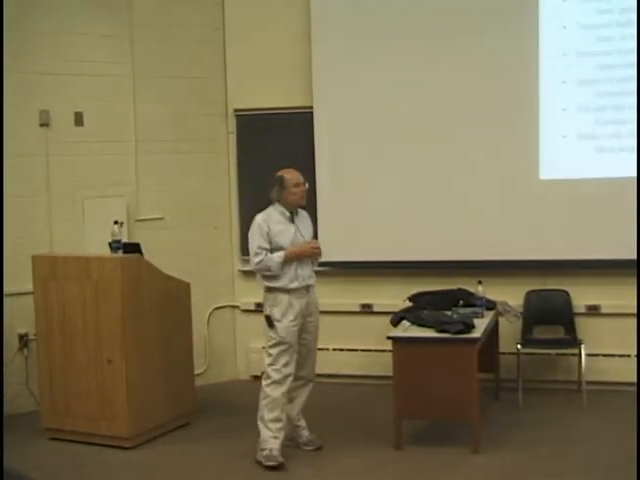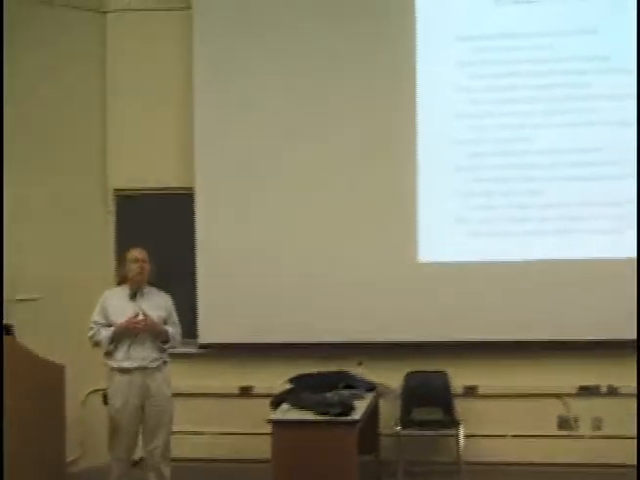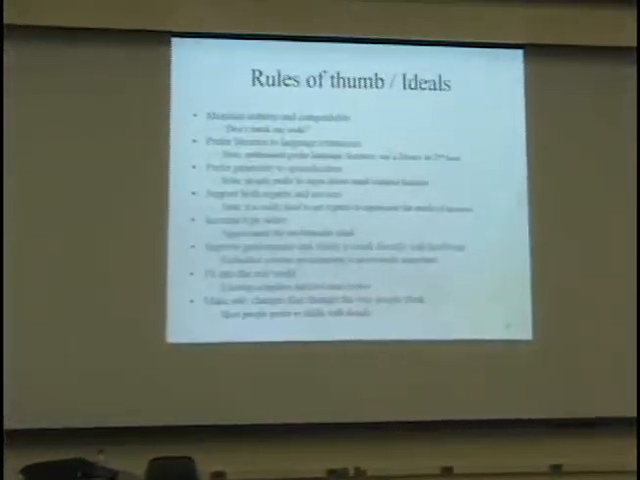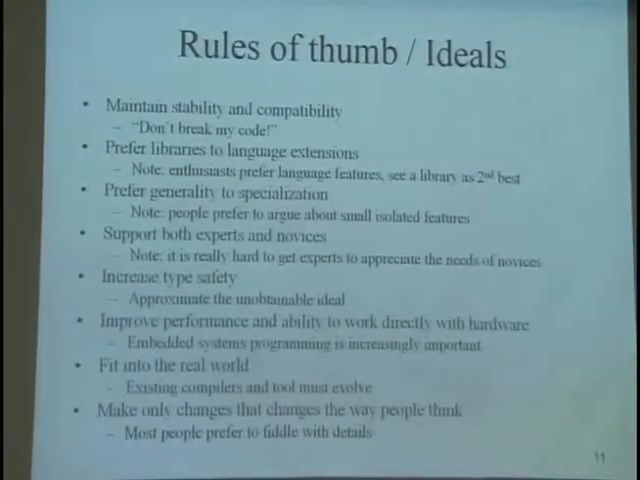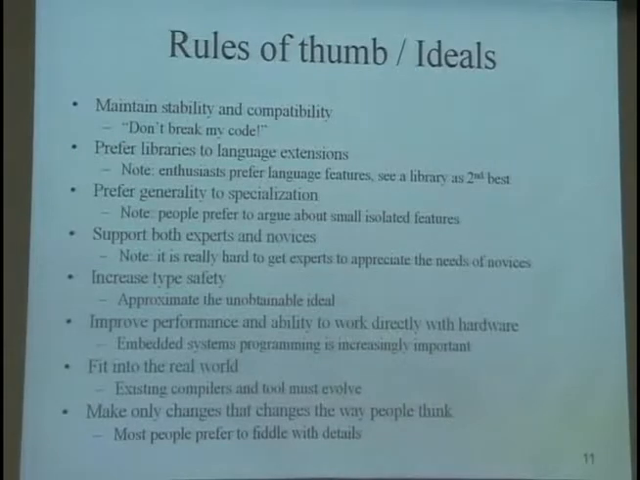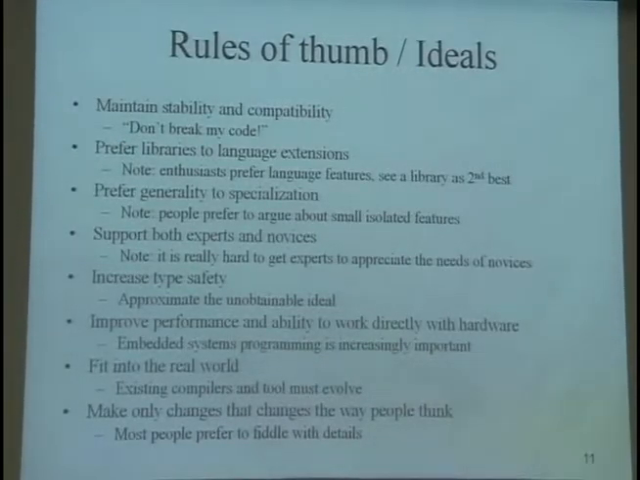Would like to increase type safety. 100% is not possible in C++, but we want to increase that, not decrease it. And we're making progress there. We want to improve performance and the ability to work directly with hardware. That's actually important, and a lot of people, this is where you get the argument, oh, nobody needs efficiency today, the machines are so fast. Only when you're in a very narrow application domain and not doing something really new and interesting.